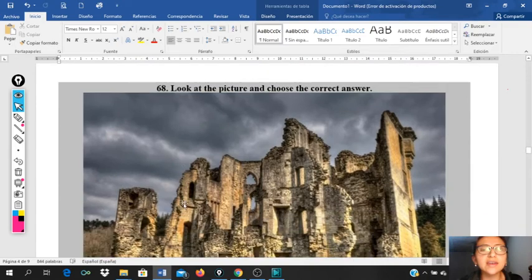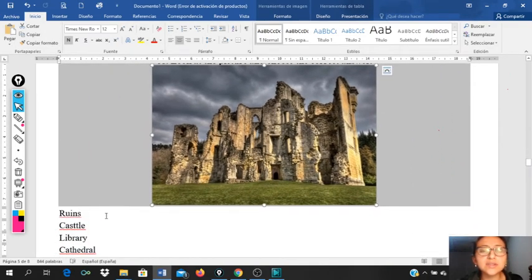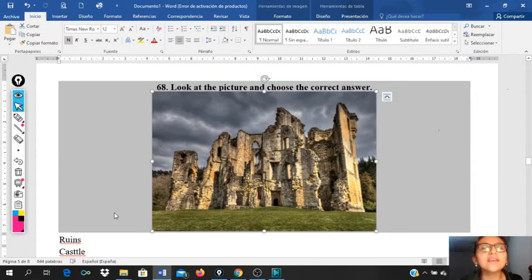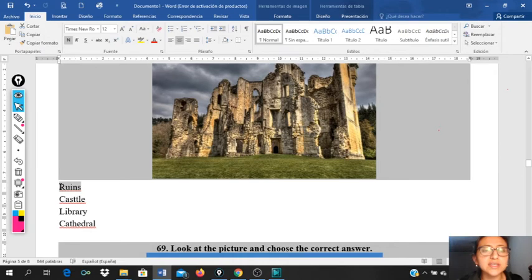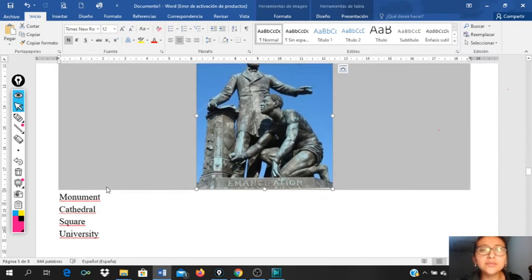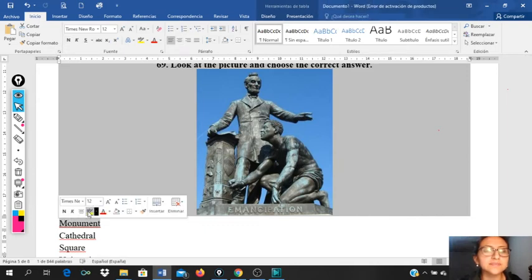The next. What is this? Ruins, castle, library, or cathedral? Very good. These are ruins. The next. What is this? A monument, a cathedral, a square. What was the meaning of a square? Plaza. Very good. Or a university? Very good. It is a monument.